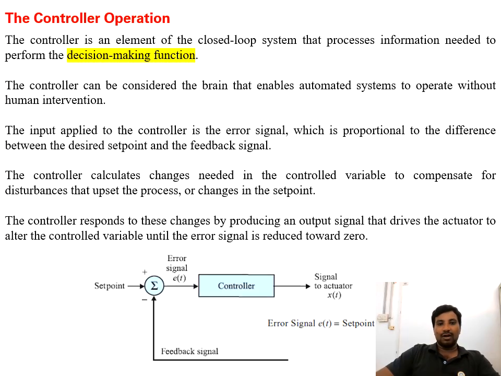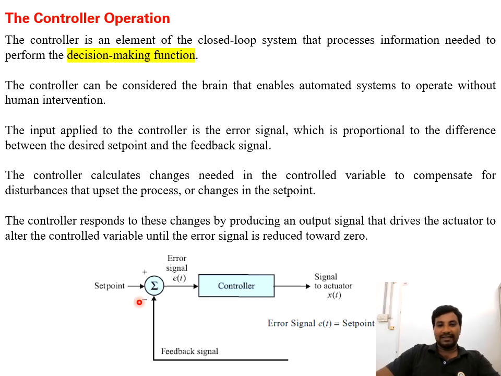First, let us see the controller operations. The controller is an element of the closed loop system that processes the information needed to perform the decision making process. We also consider it the brain of the system because it automates the system performance without human intervention. The input signal applied to this controller is an error signal, which is proportional to the difference between the desired set point and the feedback point.